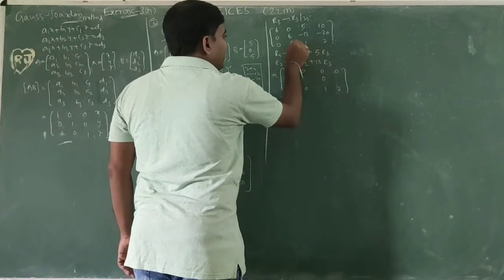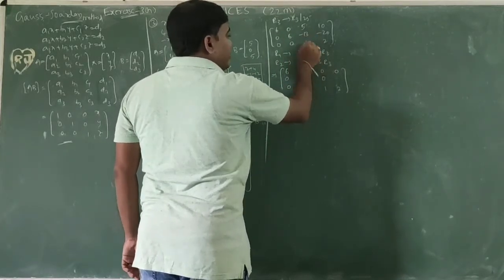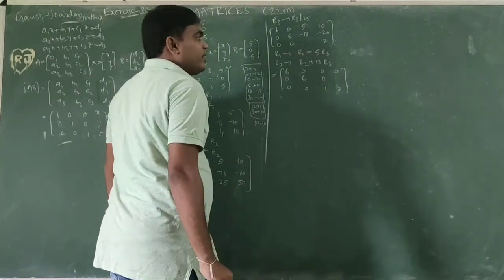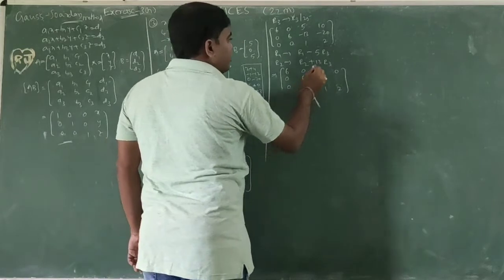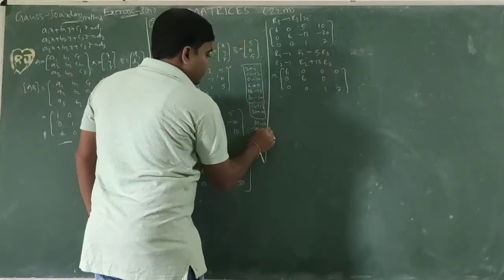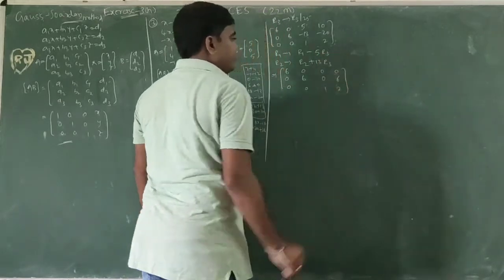6 plus 13 into 0 is 0, 6 plus 0 is 6. Minus 13 plus 1 into 13, minus 13 plus 13 is 0. Minus 20. 13 into 2 is 26. Minus 20 plus 26 is 6.